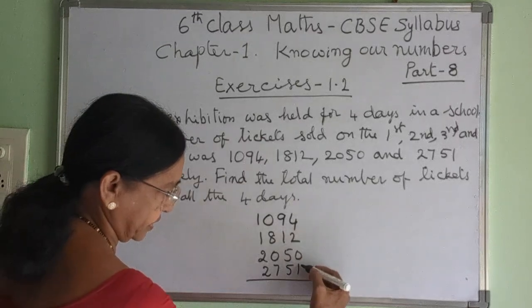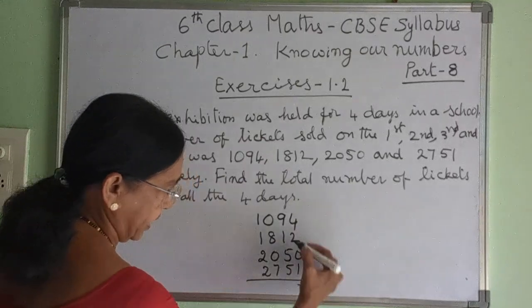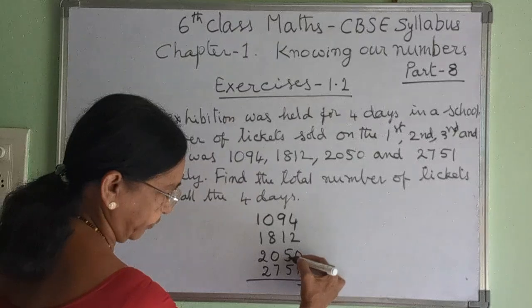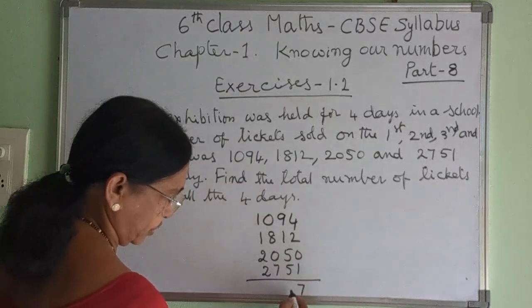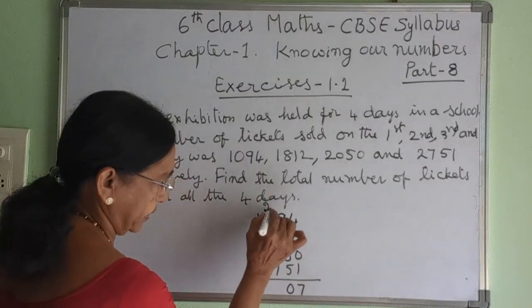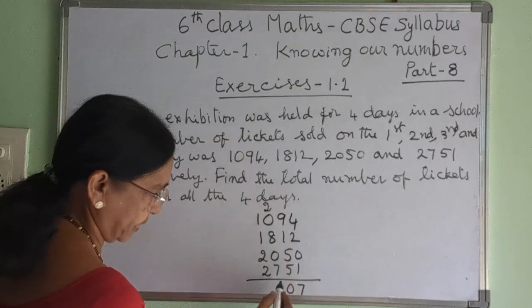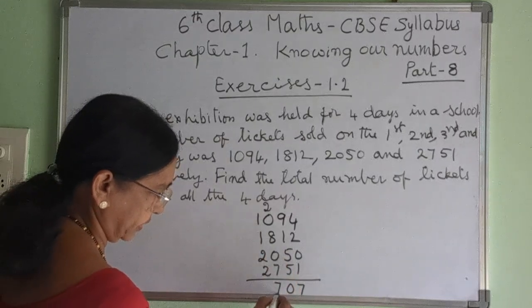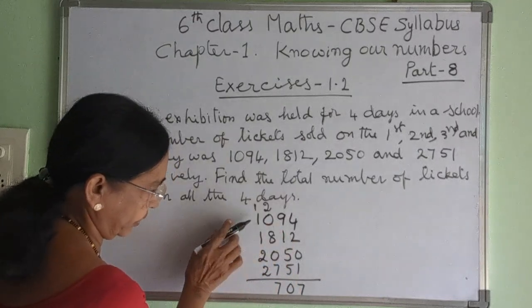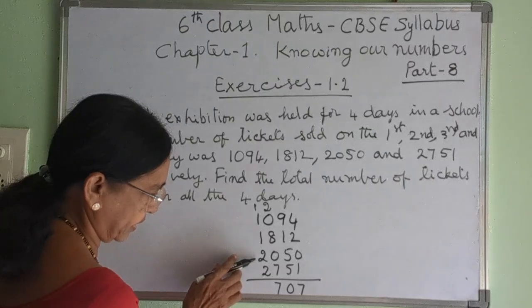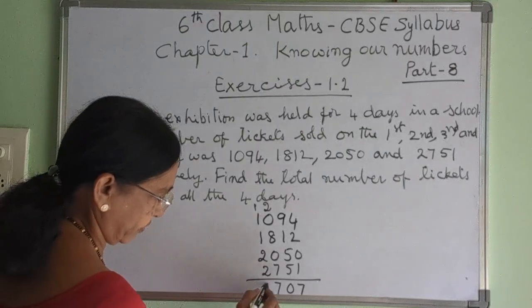4 plus 2, 6, 6 plus 1, 7, 7 plus 2, 9, 9 plus 1, 10, 15, 20. So 0, 2 carry. 2 plus 8, 10, 10 plus 7, 17, 1 carry. 1 plus 1, 2, 2 plus 1, 3, 3 plus 2, 5, 5 plus 2, 7.